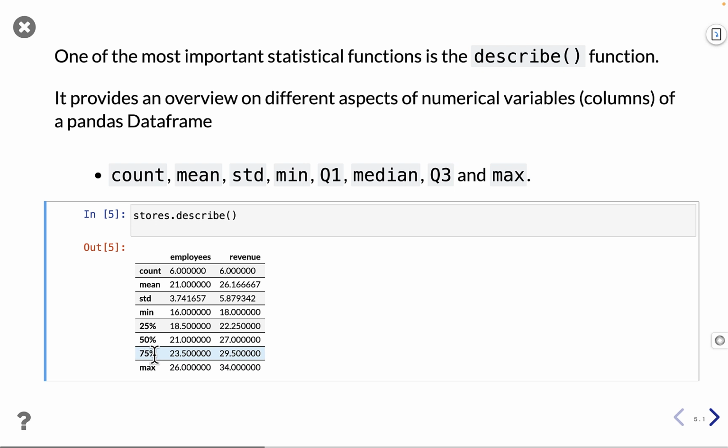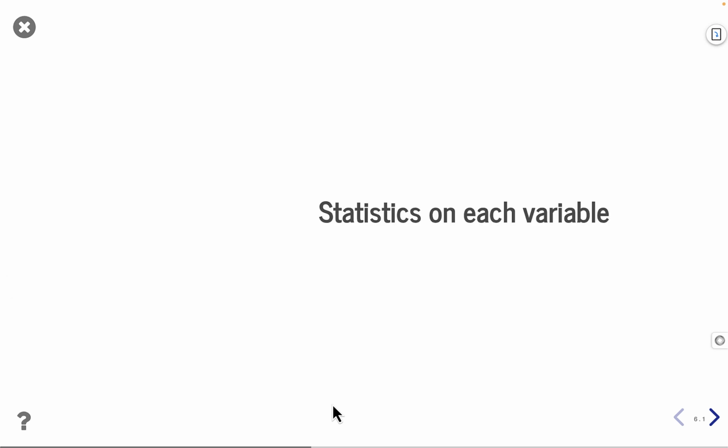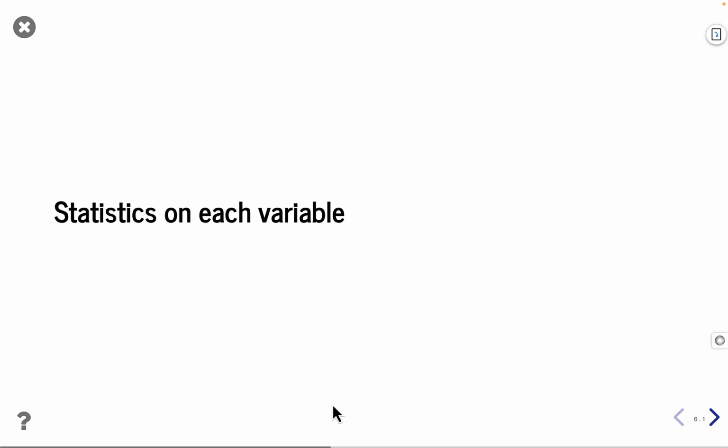Right? So basically, we know, for example, from the median value that half of the stores have an employee count below 21 people. And also half of the stores will have a revenue below 27. So that's about the overview of the whole data set by using info and describe.